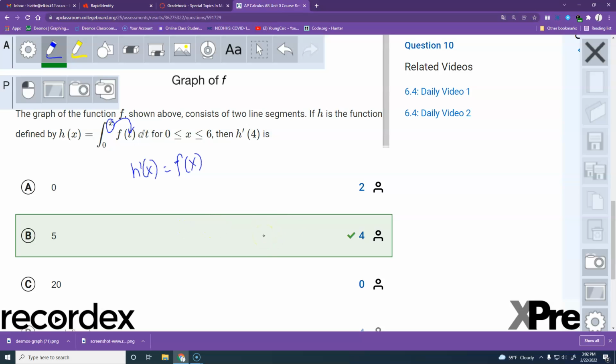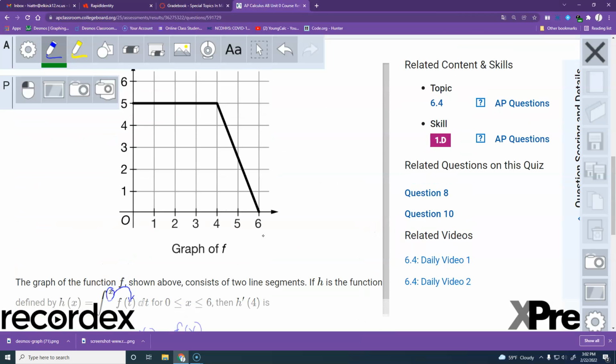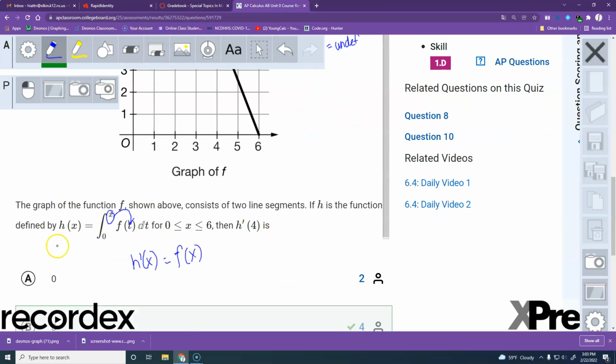Why is it not undefined? If they had asked for f prime of 4, it would be undefined. That's what I was expecting. But they asked for h prime. H is the integral of this, so h prime is actually just f. The derivative of the integral doesn't cancel out, so it's just the thing.